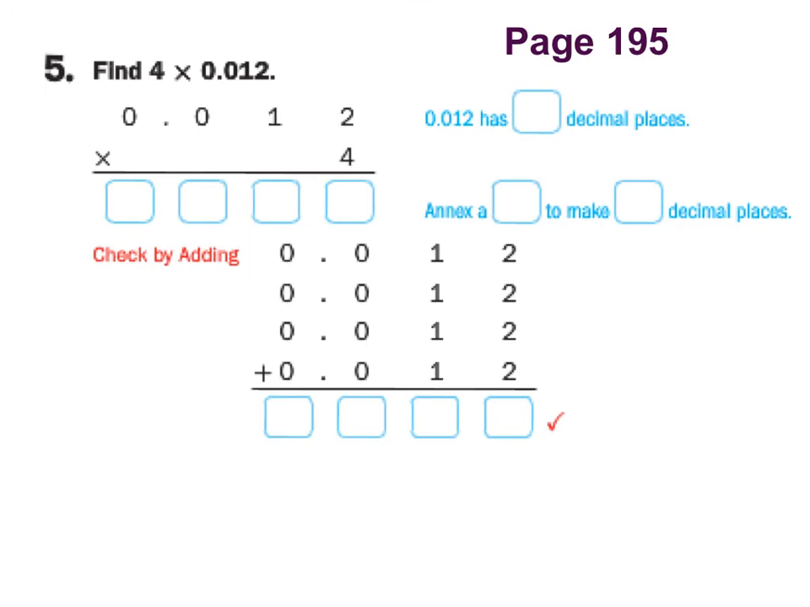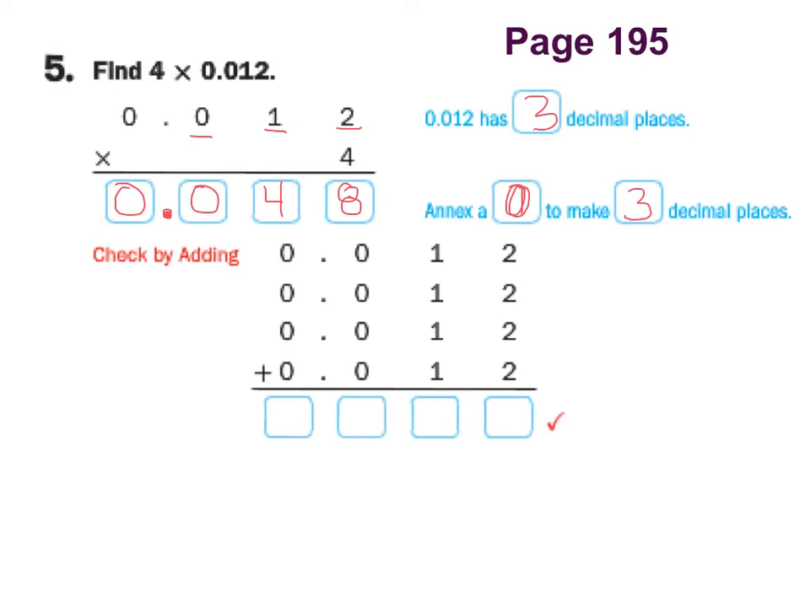Go ahead and try this one. 2 times 4 is 8. 1 times 4 is 4. 4 times 0 is 0. And 4 times 0 again is 0. And I need 3 decimal places because I have 1, 2, 3 decimal places. So we'd have to annex a 0 to make the 3 decimal places.